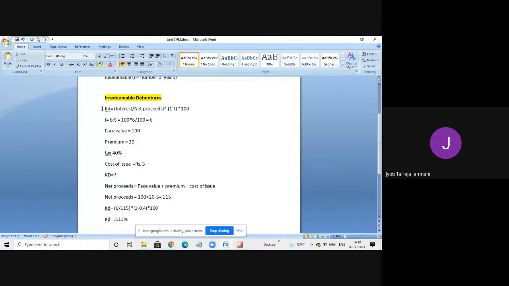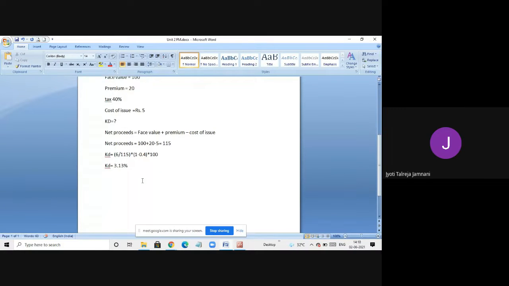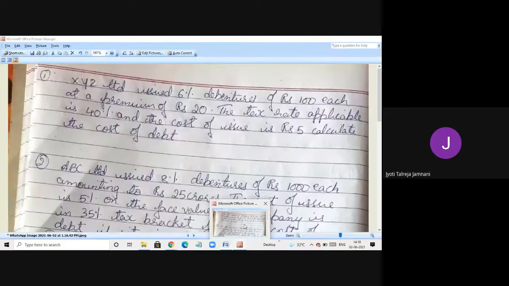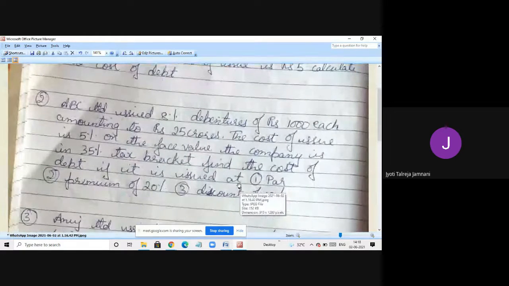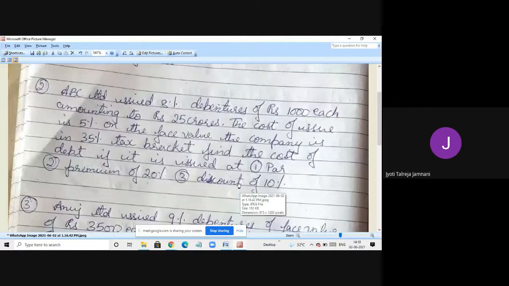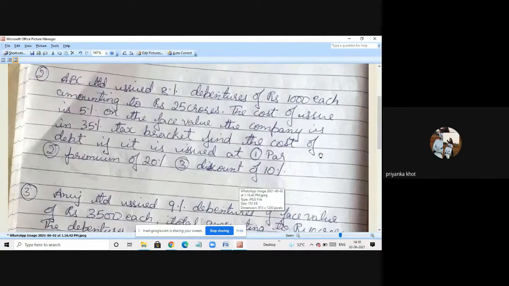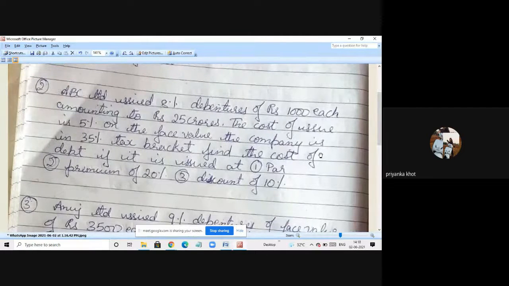Let's do the second one. Have you also learned when it is issued at a premium, discount and par, all the three? Let's start with the second. Yes, ma'am. In discount, we have to do minus, and in premium, we have to add. And par, you have to take the value as it is. Yes. Okay. Let's do the second sum, in which we have discount, premium and par, all the three things. So let's see what all is given here.